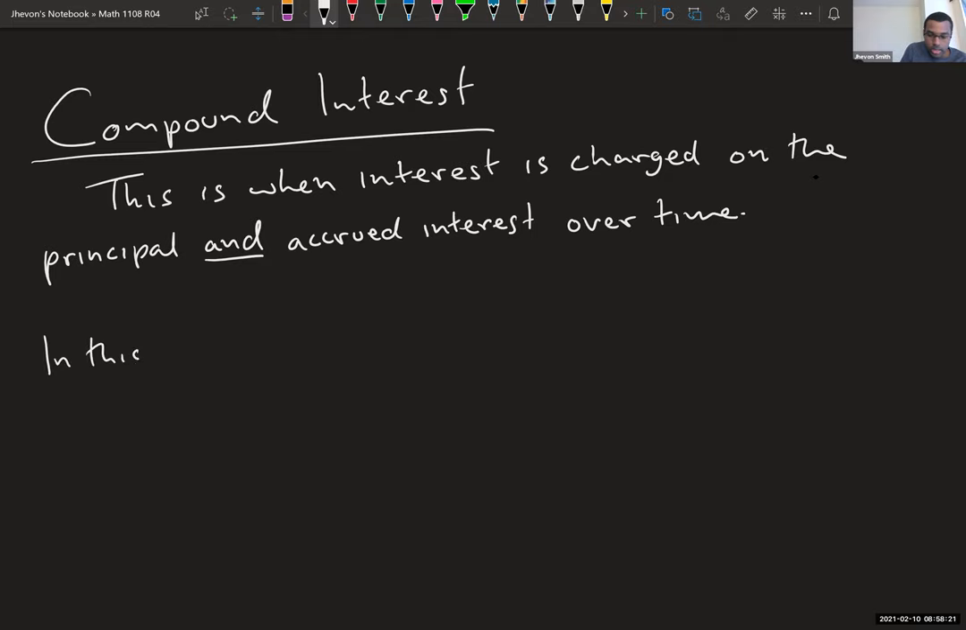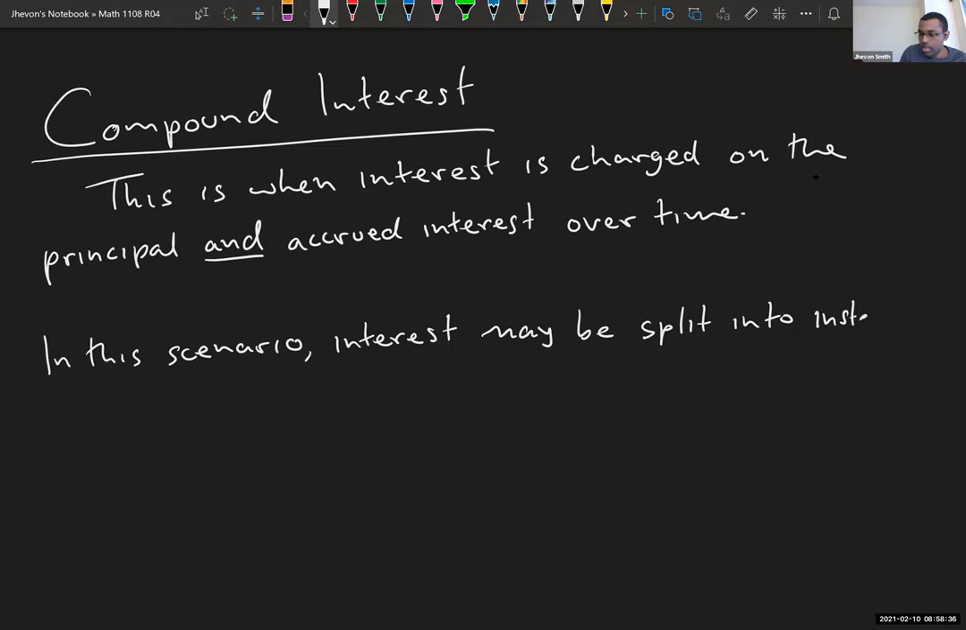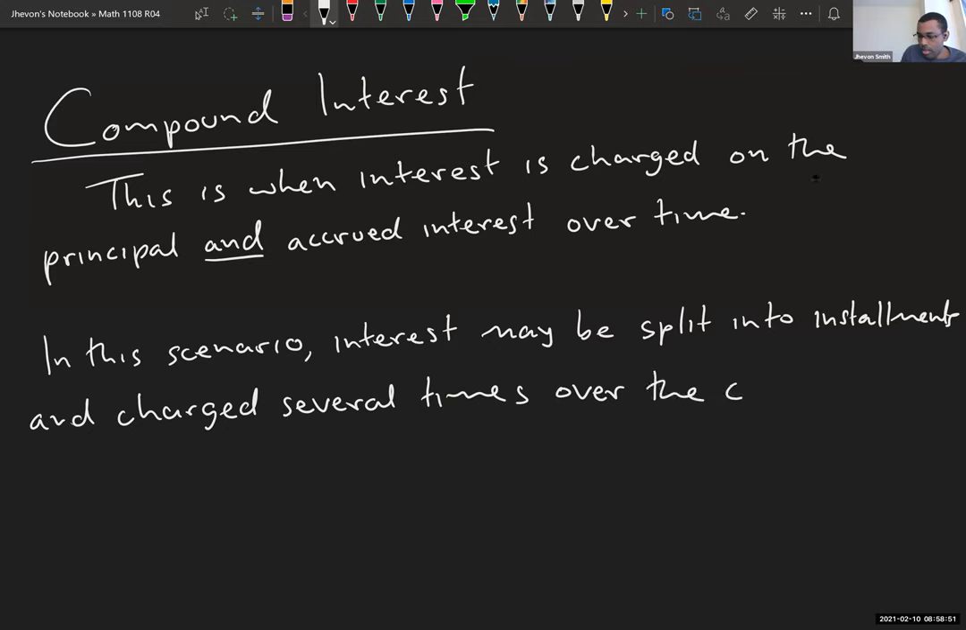In this scenario, interest may be split into installments and charged several times over the course of a year.